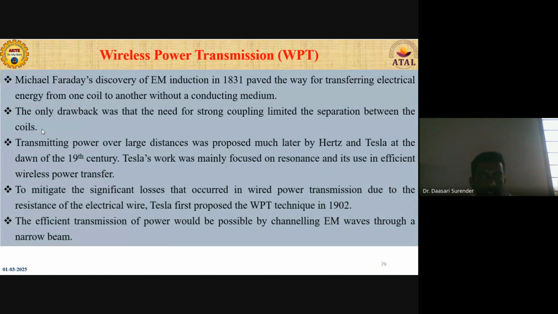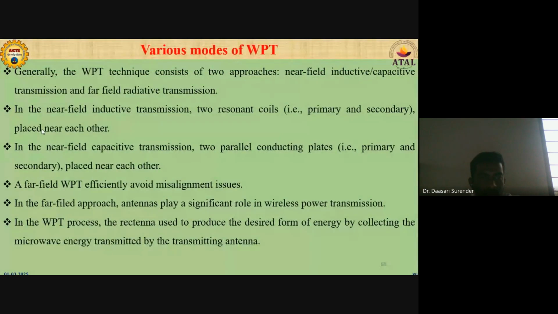Wireless power transmission. Basically, wireless power transmission consists of two approaches, near field and far field. In near field inductive transmission, two resonant coils are placed near to each other. In the near field capacitive transmission, alignment matters; usually for far field transmission we use antennas.